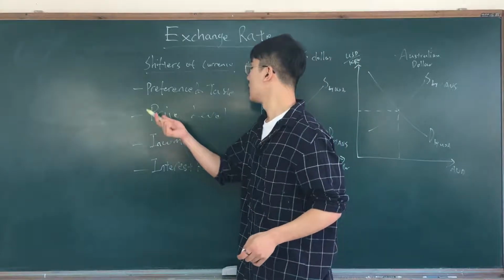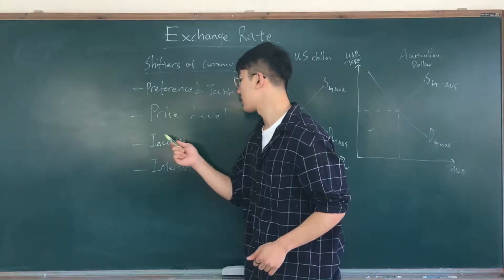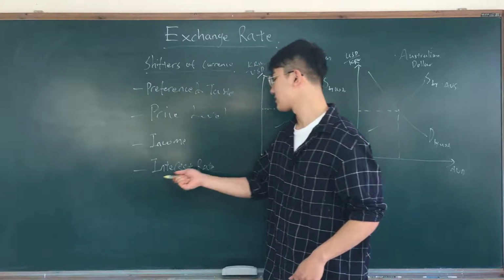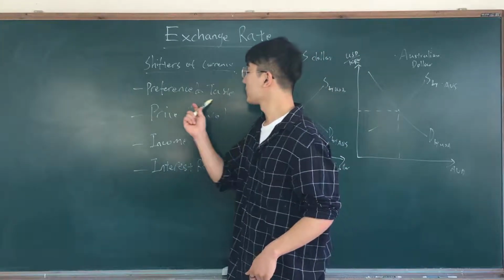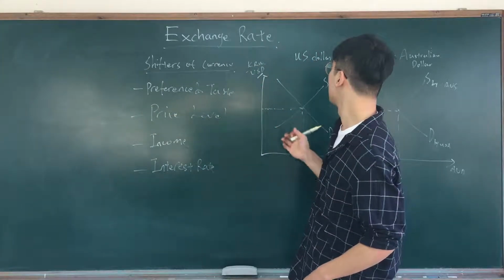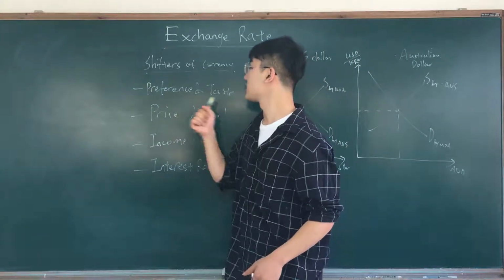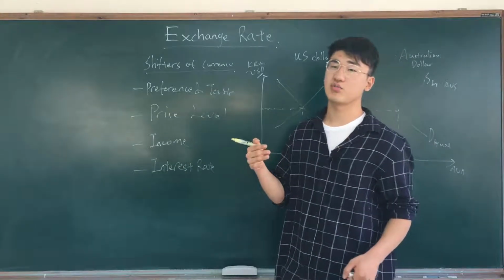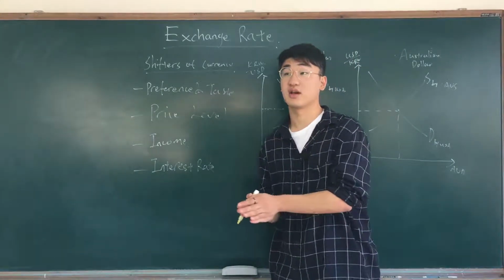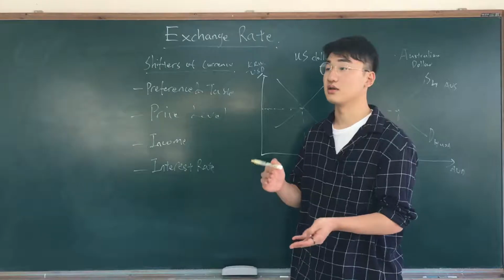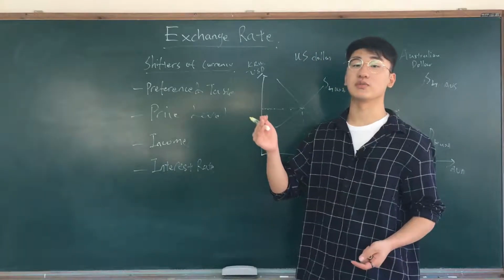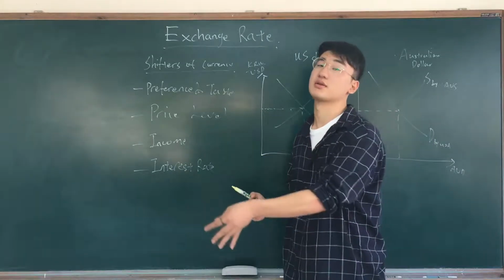Okay, the first one is preference and taste. The second one is price level. Third one is income, and lastly interest rate. Okay, and the reason why these factors can cause a shift in these graphs is, first, preference and taste. Okay, if a country's preference and taste lies towards another country's goods, well then obviously the demand for that currency will increase because they need that currency to purchase the goods from that country.